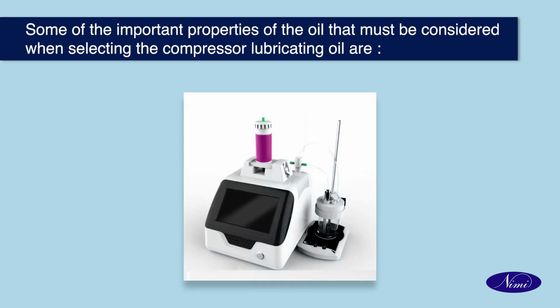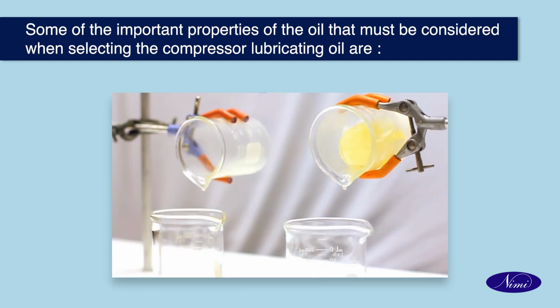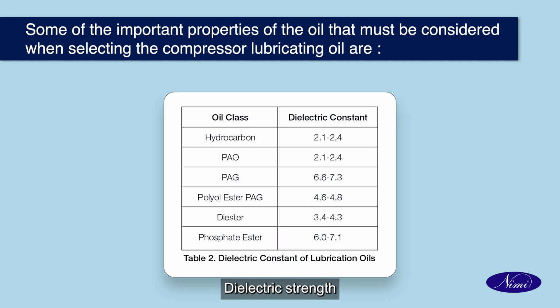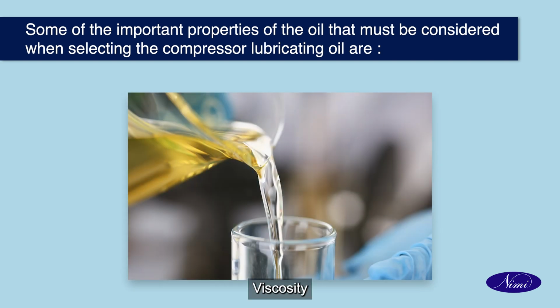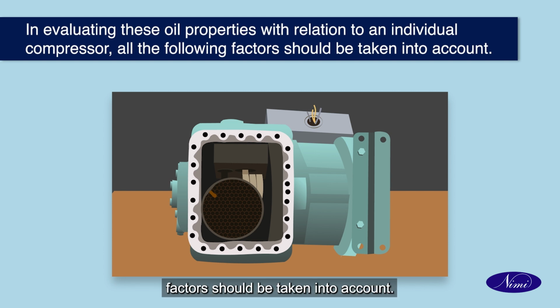Some of the important properties of the oil that must be considered when selecting compressor lubricating oil are acidity, flock point, pour point, cloud point, dielectric strength, chemical stability, viscosity. In evaluating these oil properties with relation to an individual compressor, all the following factors should be taken into account.